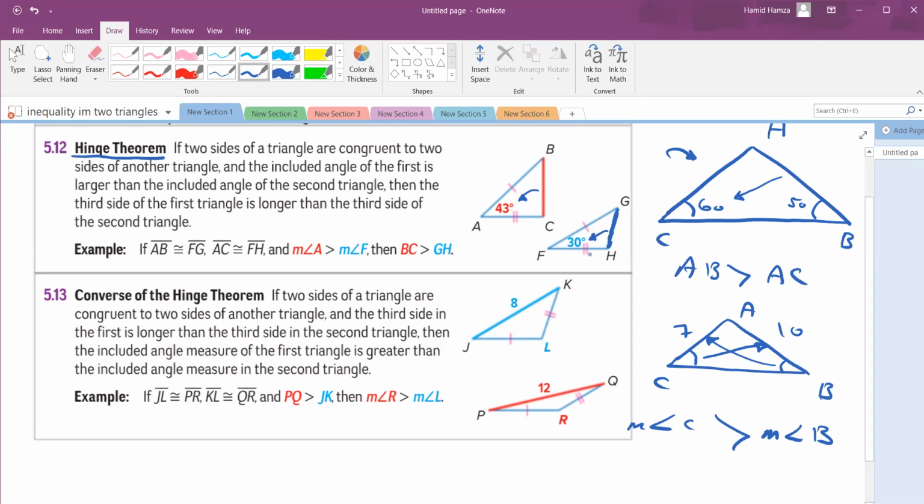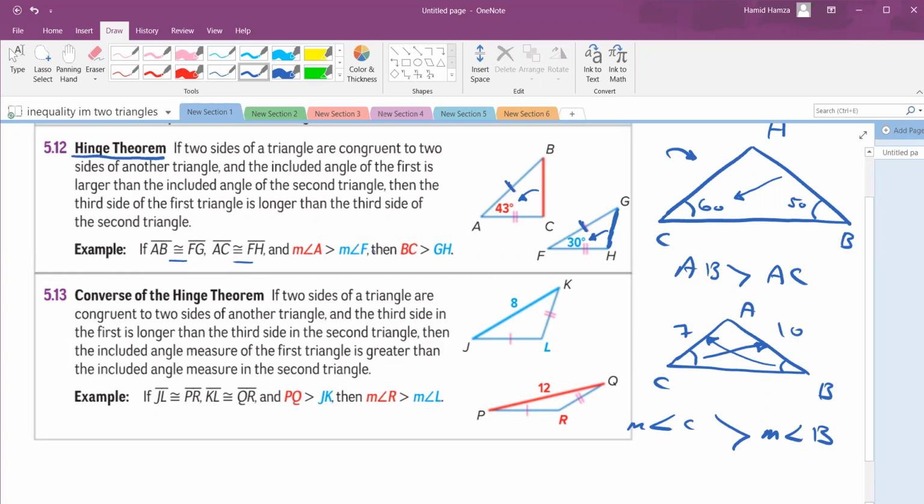is greater than GH? Yes, you can under some condition. This condition tells you the side that forms angle 43 must be equal or congruent to the side that forms angle 30. That means the side AB must be congruent to side FG, and side AC must be congruent to FH. So if they are equal, yes, you can compare. If not, you can't. Okay, guys. So there are two conditions that must be satisfied. The sides that form the two angles are congruent.